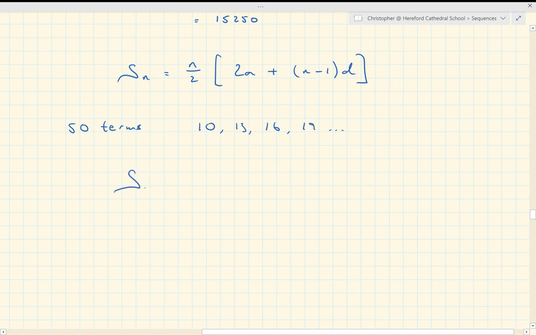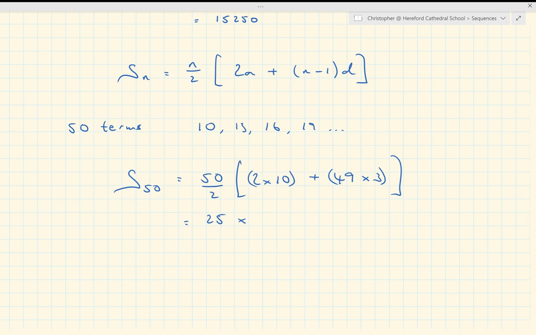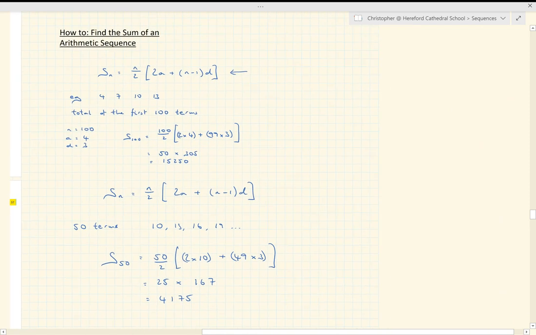Okay, so the sum of the first 50 terms, that's 50 over 2, n over 2, multiplied by 2 times the first term, 2 times a, plus 49, n minus 1, times the difference, which is 3. So that is what I need to work out. That's going to be 25 multiplied by, I'm just working out the bracket now, 49 times 3 plus 20 gives me 167. So the sum of the first 50 terms is 167 times 25, 4,175.